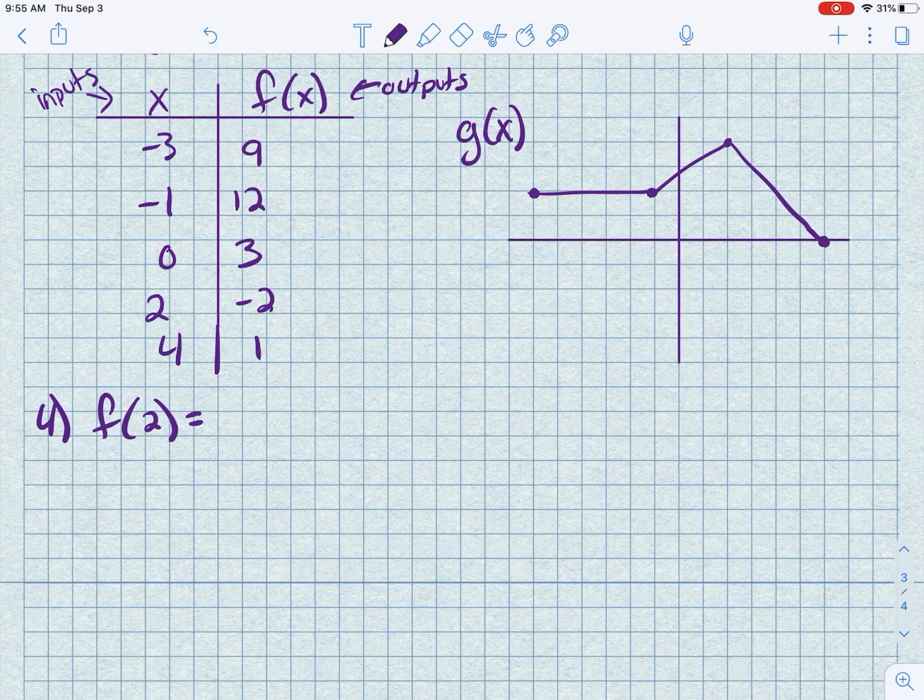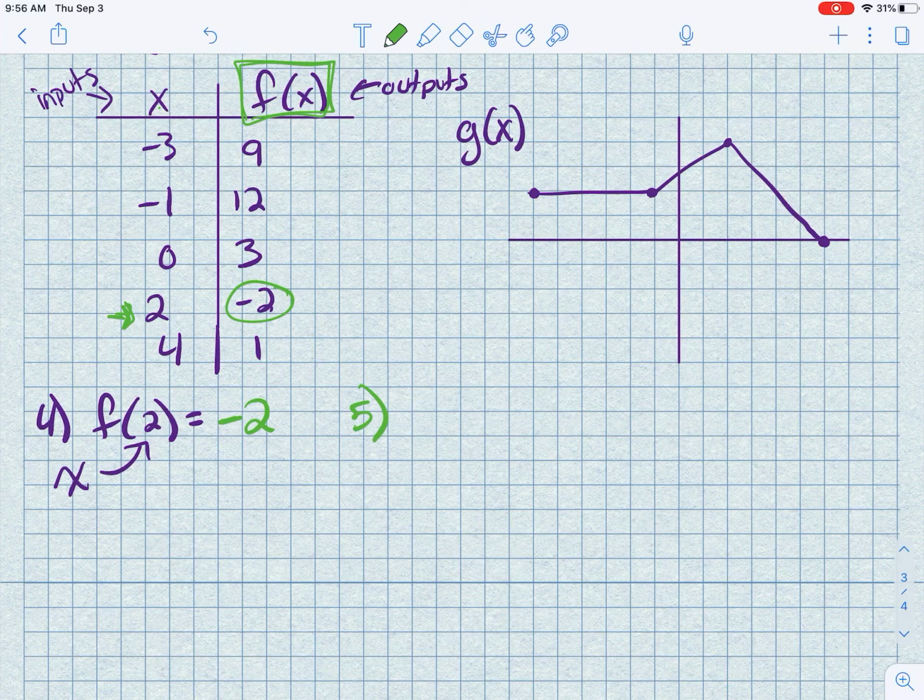What's that going to be equal to? Well, f of 2, that would be when my x is 2. So go to the table, because the table represents the f of x function. And we need to find when x is 2. So go to your x column, and here's 2. So there's my input. Now what's my output? -2. And there you go.